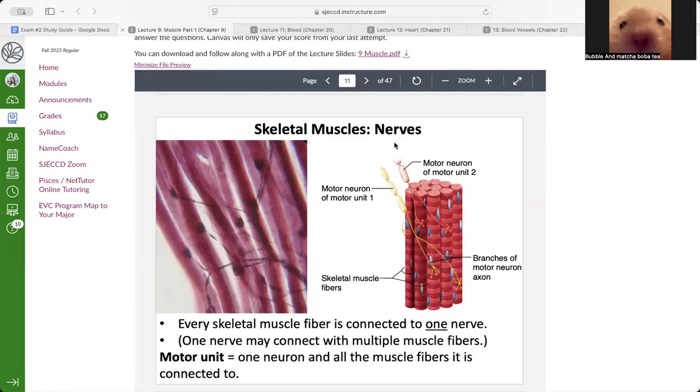There's one neuron and all the muscle fibers are connected to it. And recruitment is when they add more motor units to make the contraction stronger. So the smaller motor unit has more precise movement, such as your eyes, while large motor units would be your legs.